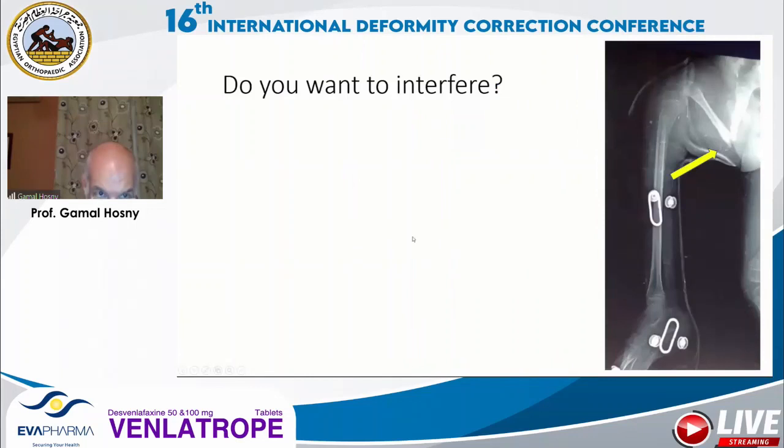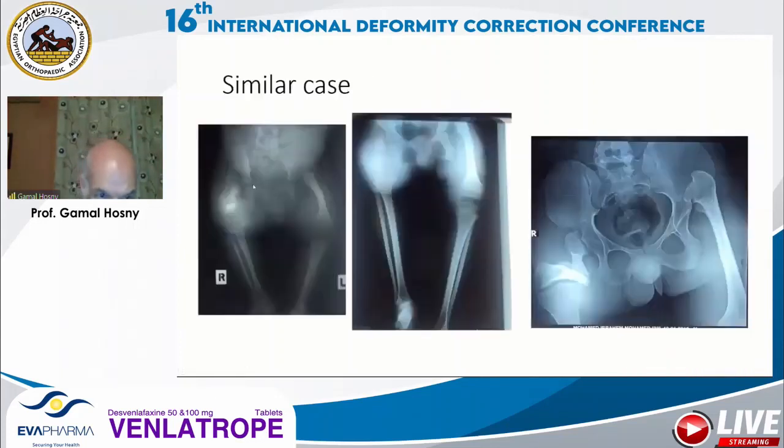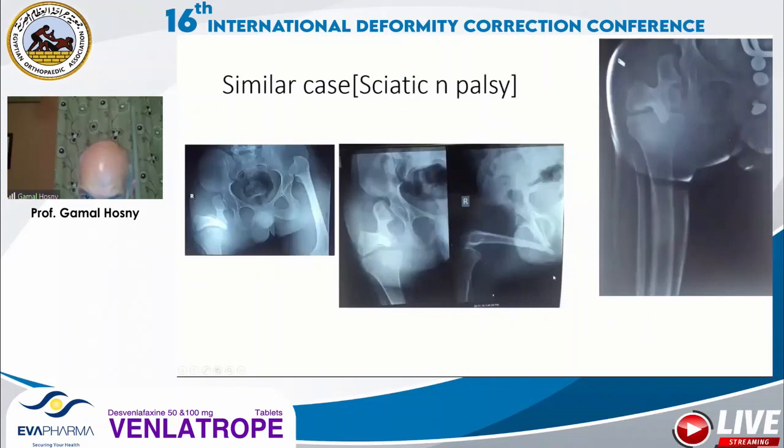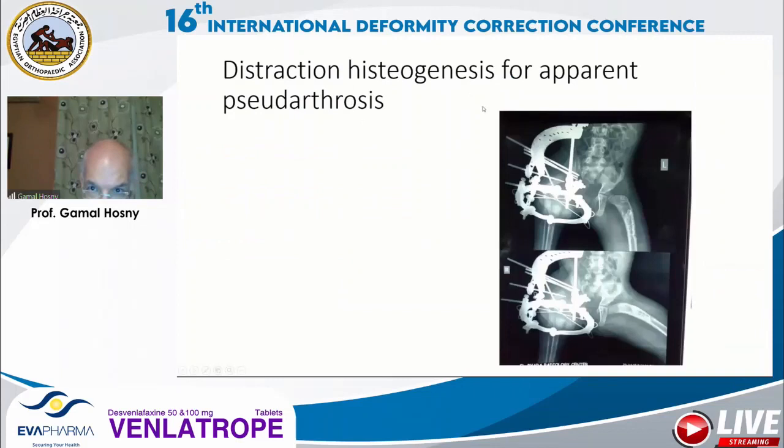Some people think it's not possible to intervene, and there is no value of intervention. But we had another case who refused the intervention, and the patient came at the age of 24. He had sciatic nerve palsy with severe pain. He cannot sit because of this angulation. So what we do is distraction histogenesis for the apparent pseudoarthrosis, as you see here.